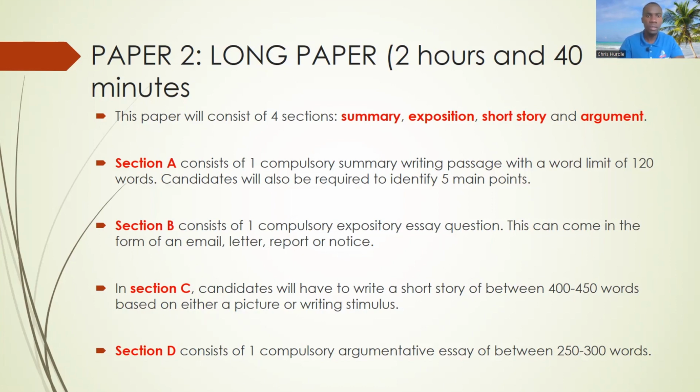So Section A consists of one compulsory summary writing passage with a word limit of 120 words. Candidates will also be required to identify 5 main points. So you're going to have a passage that's going to be 4 to 6 paragraphs, and you're going to have to summarize that into 120 words, right?